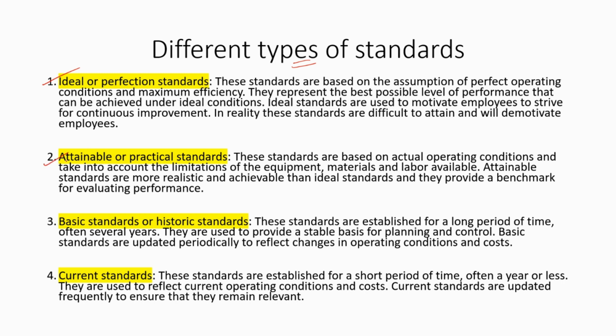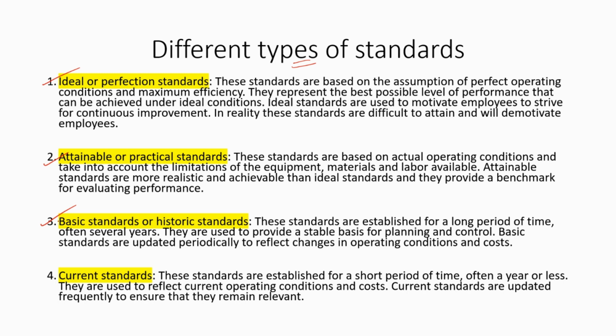Attainable or practical standards. These standards are based on actual operating conditions and take into account the limitations of equipment, materials, and labor available. Attainable standards are more realistic and achievable than ideal standards, and they provide a benchmark for evaluating performance.